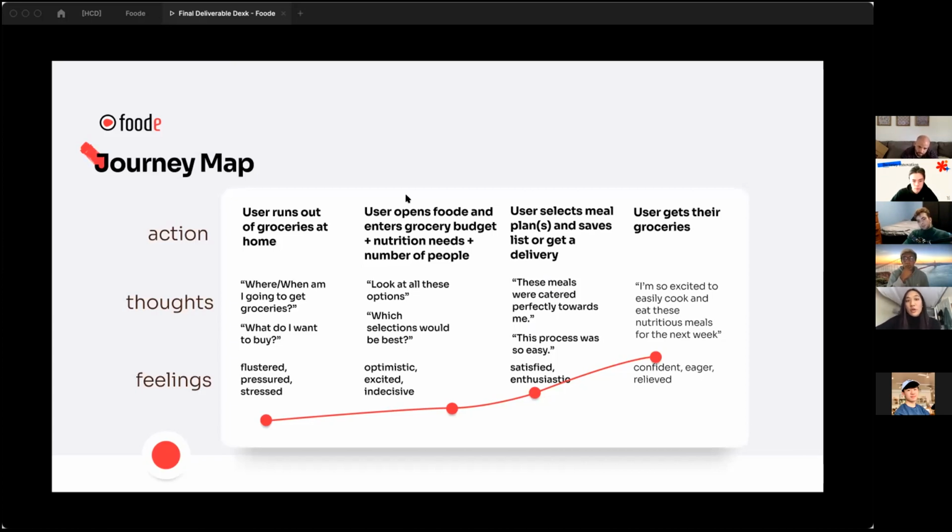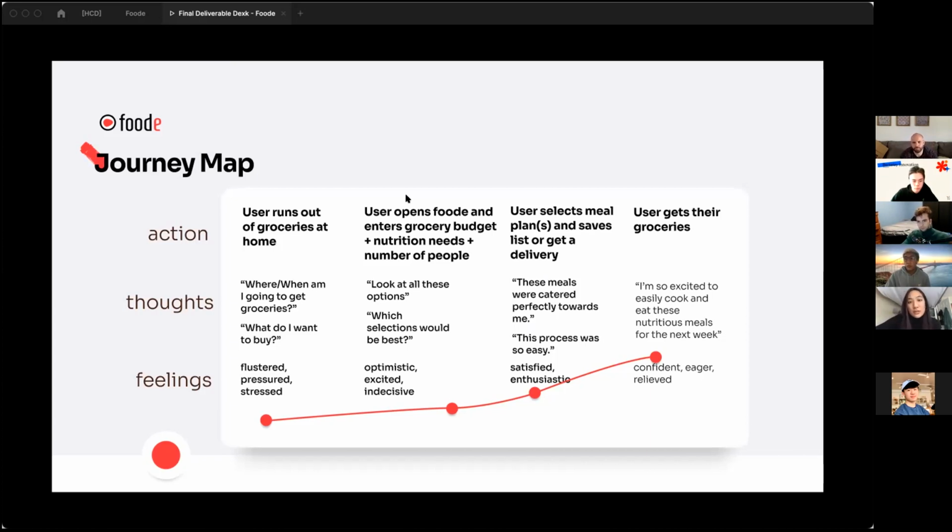So the user would open the Foodie app and enter how much money they're willing to spend on food, their dietary needs and restrictions, and the number of people they're hoping to feed. Now they're thinking, look at all these options, which selections would be best? Now they're feeling more optimistic, excited, but a little indecisive still.